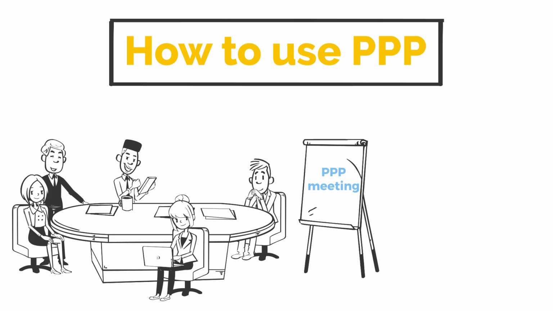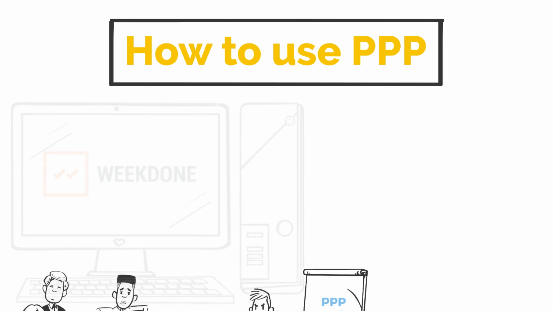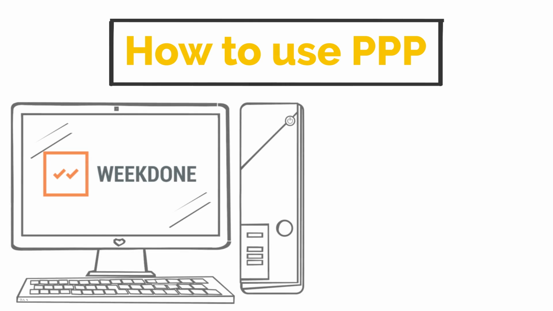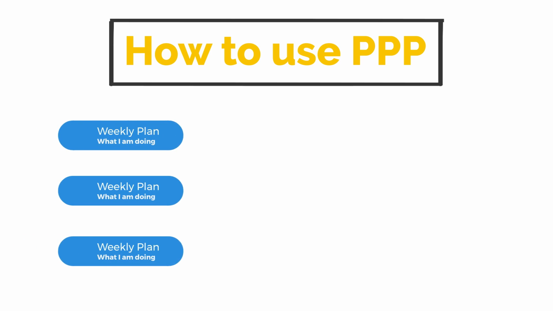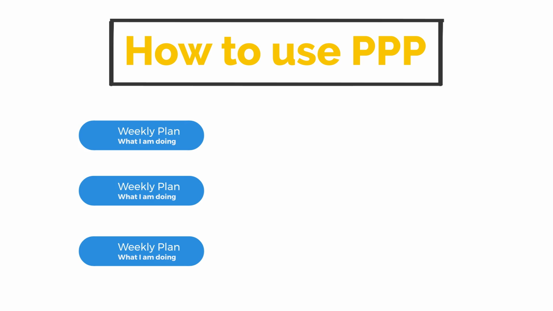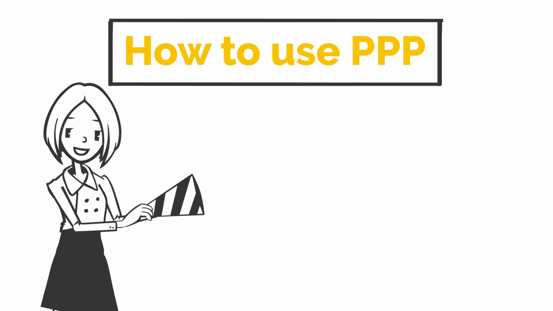Email or a shared document will work at the beginning, but they can quickly become a hassle and chaotic. It is important at some point to move to a specialized reporting tool like Weekdone to make status reporting more intuitive and enjoyable. Weekdone is especially useful if using PPPs to align your team to hit your targets and achieve your goals. That's all there is to it.